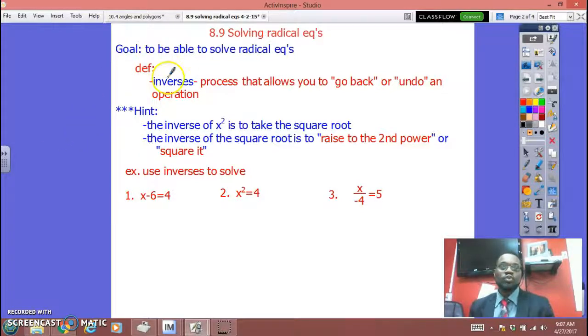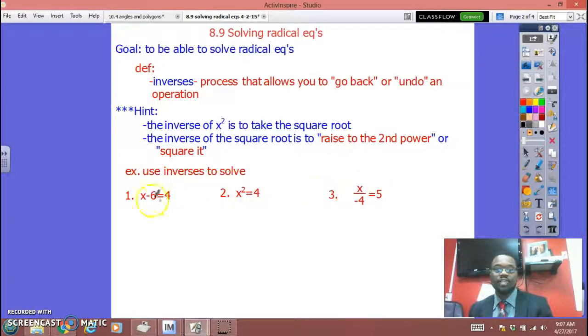Now, here's our goal, and we need to define inverse, a process that allows you to go back or undo an operation. So that's very important. Big hint. The inverse of x squared is to take the square root. Alright? The inverse of the square root is to raise to the second power, or to square it. Now, we're not only going to be dealing with square roots, but this is just a hint for us to think about the inverse idea. And so I want you to understand that we've been using inverses.